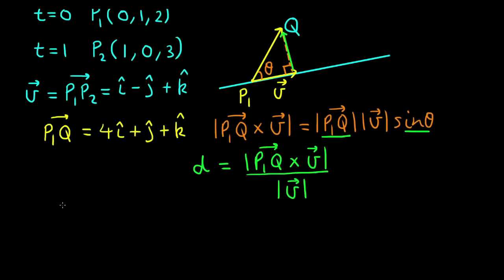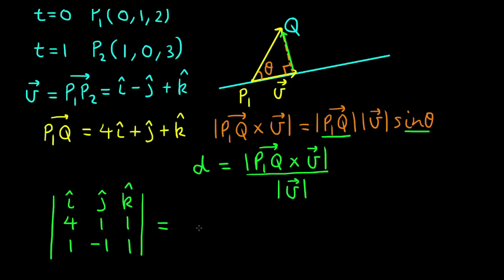So computing the cross product in the numerator, we take the unit vectors in the first row, and P1Q has components of 4, 1, 1. And the vector V, being the direction vector of the line, has components 1, minus 1, and 1. So taking the determinant, we have the i component is 1 by 1 minus 1 by negative 1, which is 2 in the x direction.